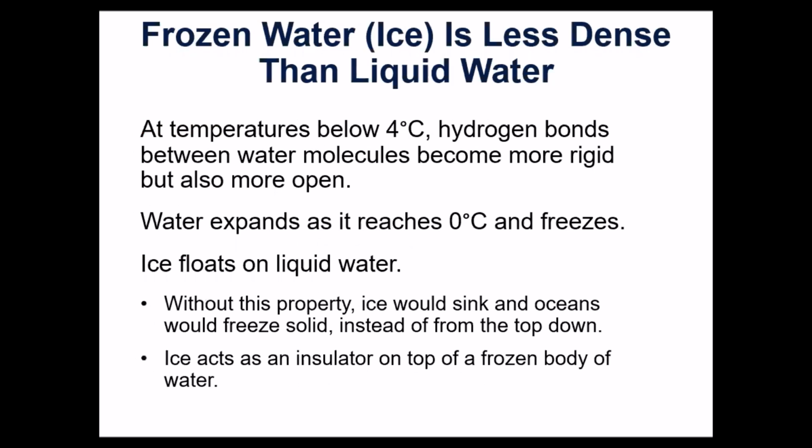Everybody probably realizes this, that frozen water, ice, is less dense than liquid water. This is why ice floats, and that's because of the hydrogen bonds. And so when water freezes below 4 degrees, hydrogen bonds become a little more rigid, but they have more open spaces, and the open spaces allow that frozen water to actually float.